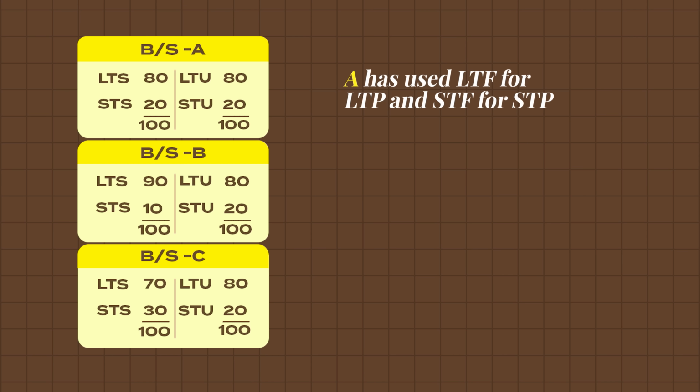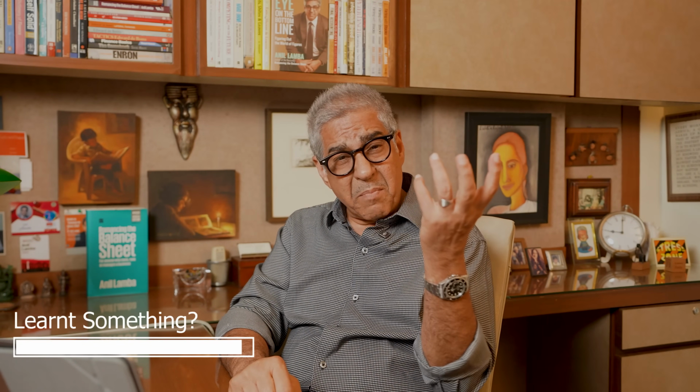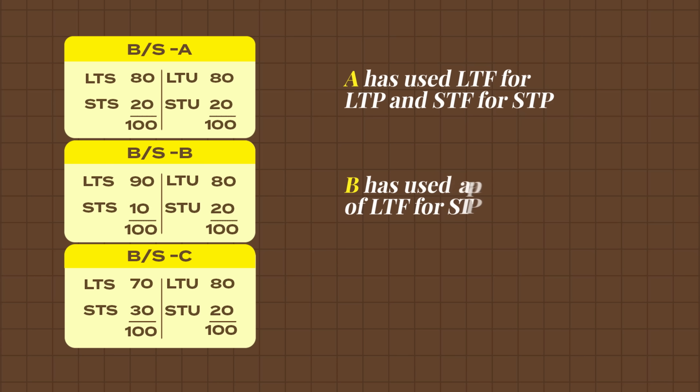How much long-term money do they have? 90. And how much is the utilization? 80. It looks like all the long-term assets are funded from long-term sources and they have a surplus of 10. So far as short term is concerned, money available is 10, utilization is 20. Even if all the short term money went into buying the short term asset, they're running short of 10. So how did they bridge the gap? They have a surplus on the long term front. That long term surplus must have been diverted to buy the short term assets. B can be described as a company that has used a portion of long term funds for short term purposes.